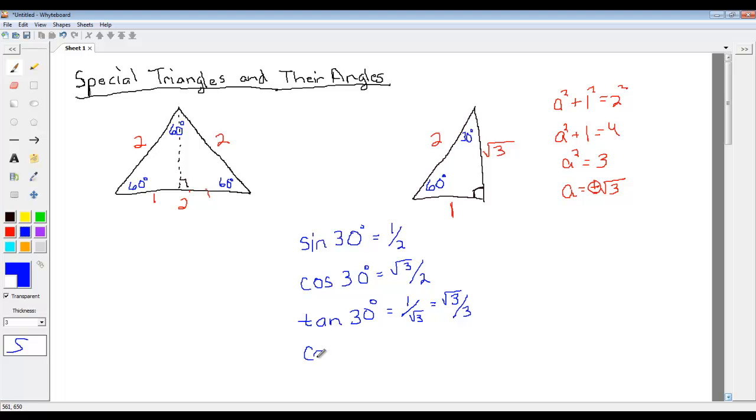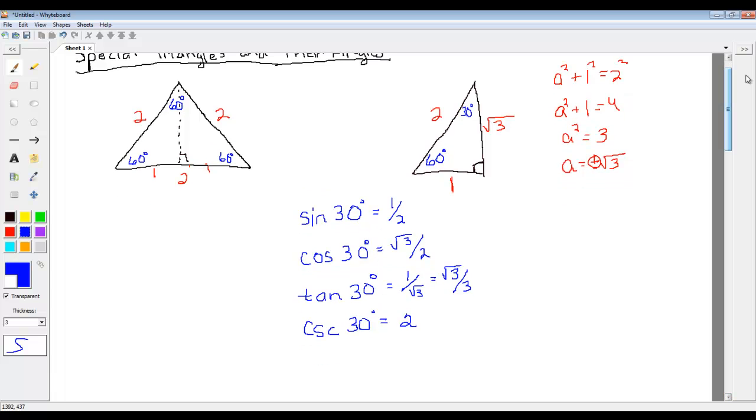Cosecant of 30 degrees, you're doing the reciprocal of the sine of 30 degrees, so you're going to get 2 over 1 or 2. Secant of 30 degrees, you're doing 1 over the cosine of 30 degrees, so you get 2 over the square root of 3, but once you rationalize the denominator, you get 2 square roots of 3 over 3. And then cotangent of 30 degrees, you're doing 1 over the tangent, so you get square root of 3 over 1 or square root of 3.